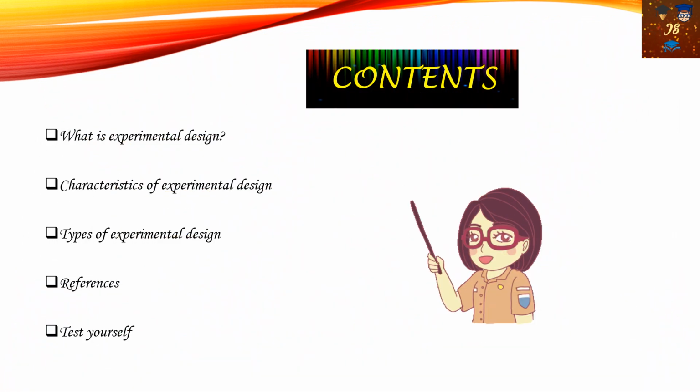So what are the contents we are going to learn? First of all, what is experimental design? Then characteristics of the experimental design. Then what are the different types of that? Then I will give some references, names of some books for your further study, and you can test yourself by answering a few questions which I have given in the last part of the video. So watch carefully.